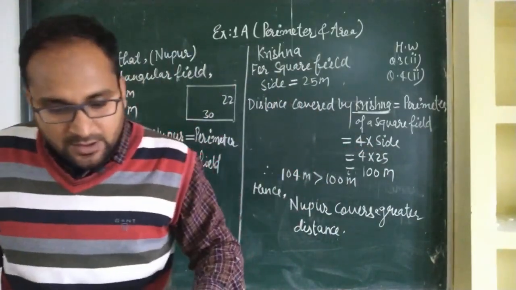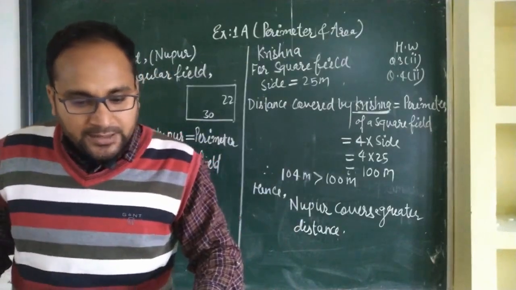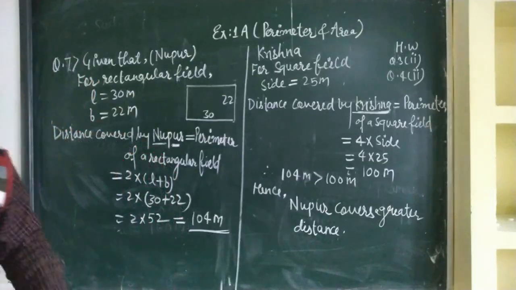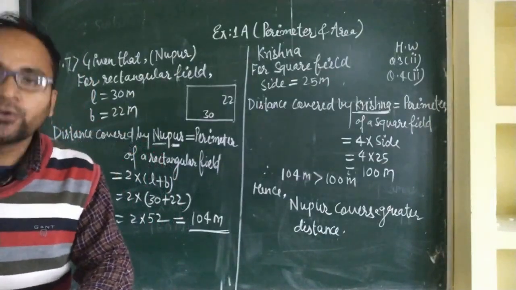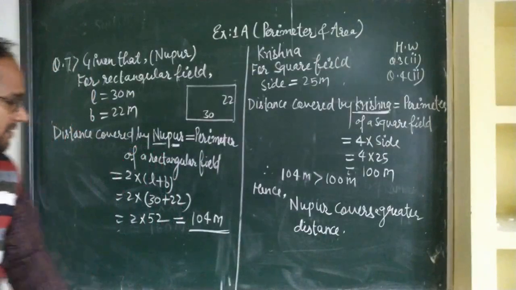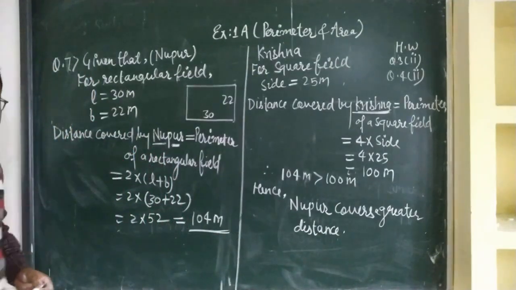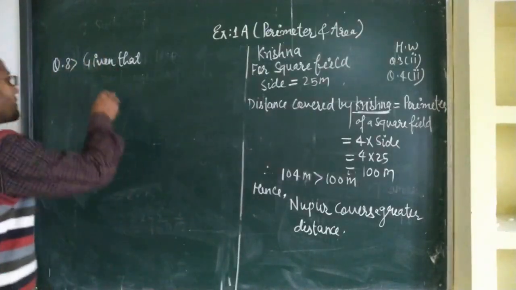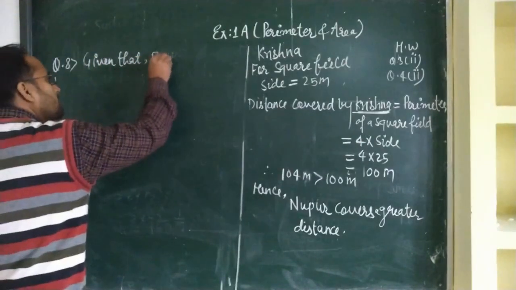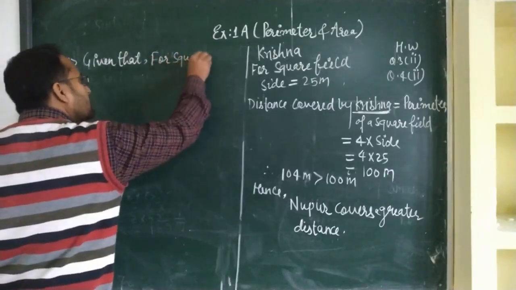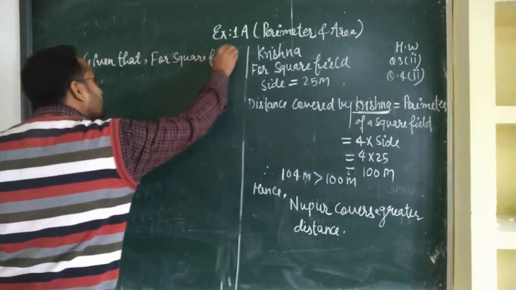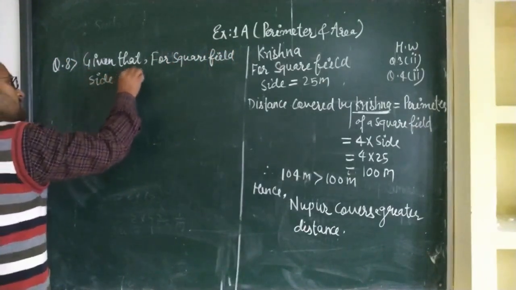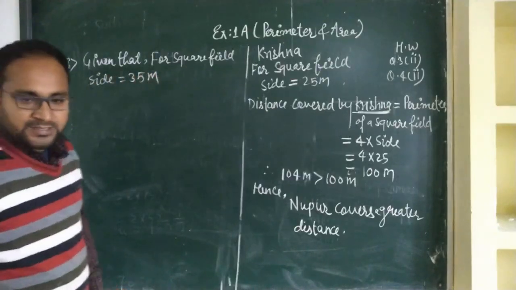Now question number 8 is, students, find the cost of fencing a square field of side 35 meter at the rate of 40 rupees per meter. I hope you have completed this. So see this question number 8. For the square field, the side is given as 35 meter.